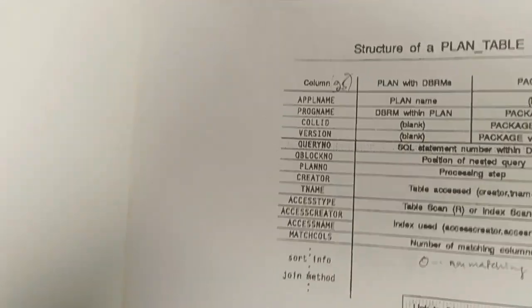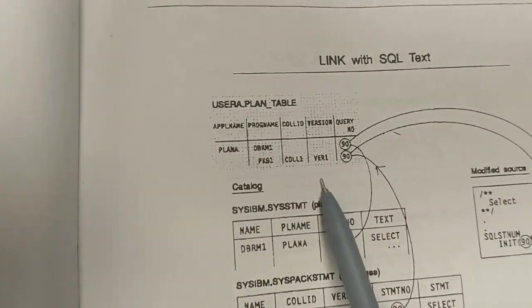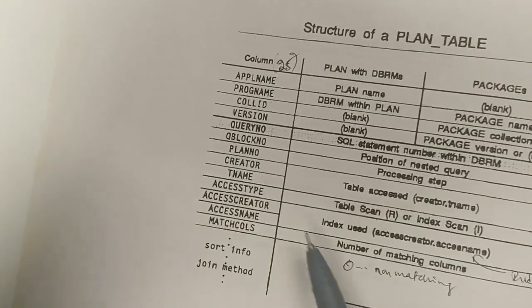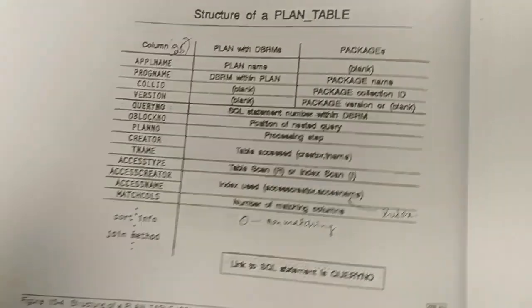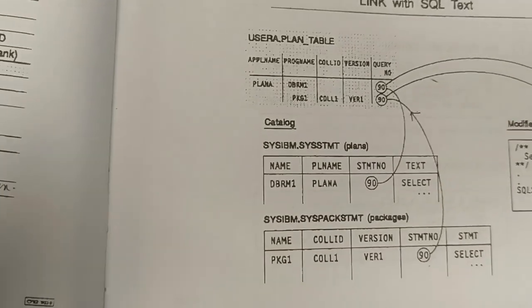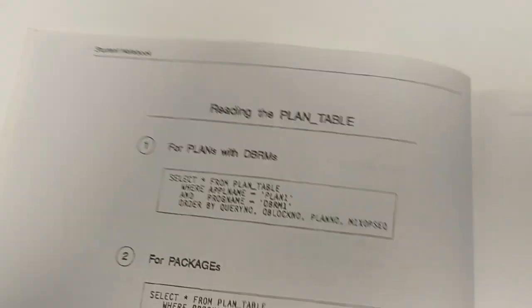Majorly, this is the plan table structure. You can also see some links by using the query number field. The query number is the SQL statement number within a DBRM. This is the SQL statement within a DBRM, but it is not that important for development people.